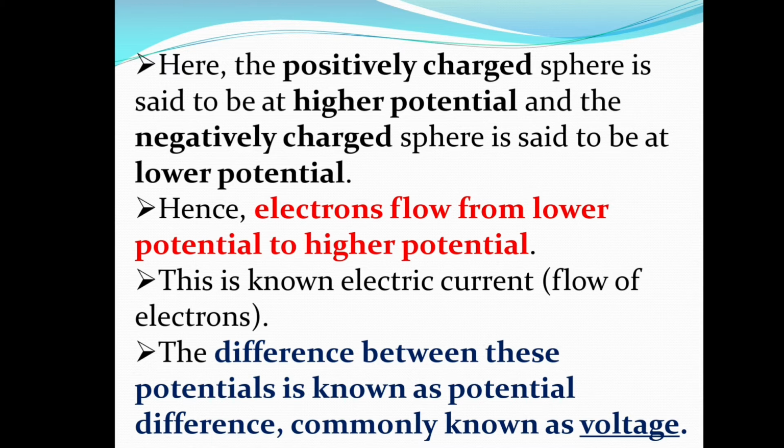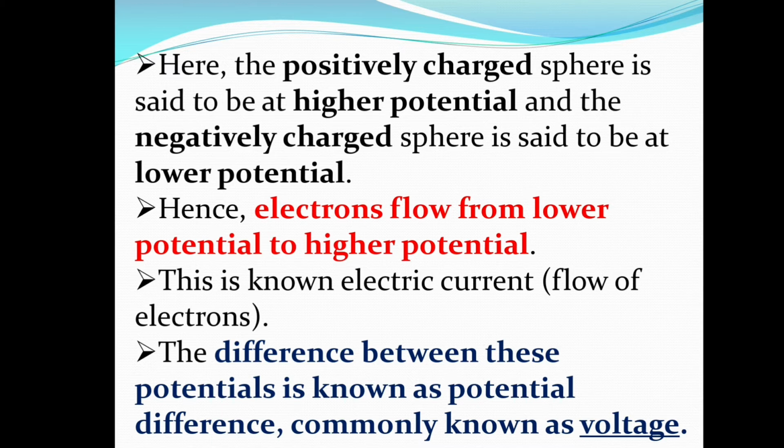We very well know that electrons will always flow from lower potential to higher potential. This is called electric current. The electrons flow from lower potential to higher potential, and the flow of electrons is known as electric current.